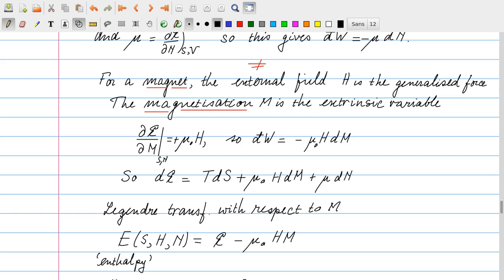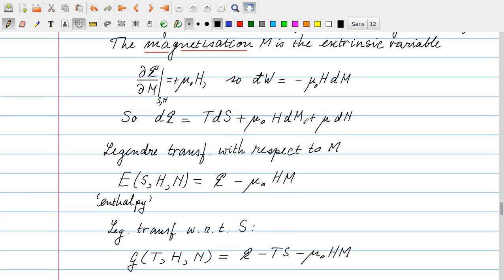Then we perform a Legendre transformation with respect to m, and following the rules of Legendre we get a new quantity. In fact, if this is really the energy as a function of S, m and n, then this would be a kind of enthalpy, and I get E minus mu 0 h m.